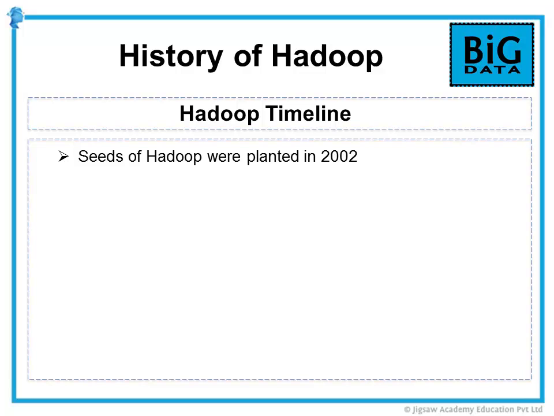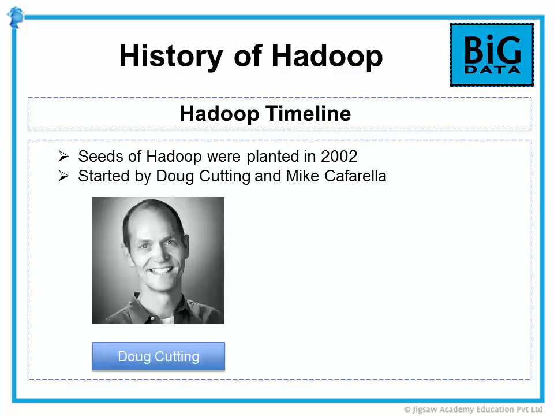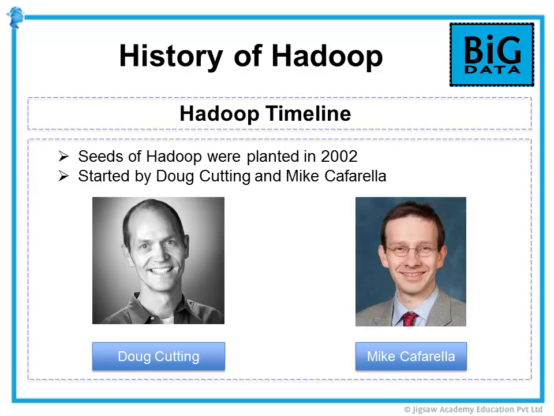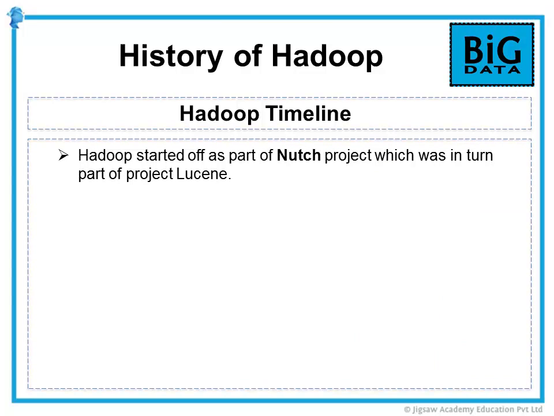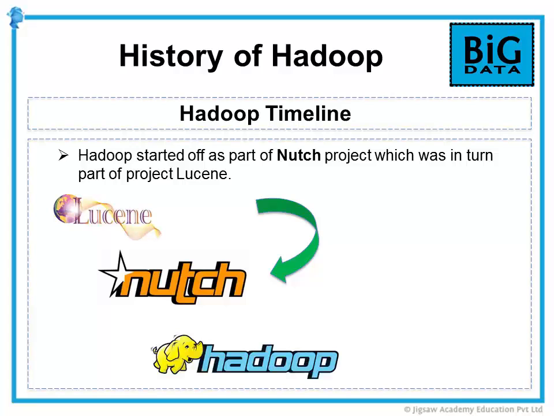The seeds of Hadoop were actually first planted in 2002 with the intention of building a better open source search engine. It was started by Doug Cutting and University of Washington graduate student Mike Cafarella. They called their initiative Nutch, which in turn was a sub-project of Apache Lucene. Doug Cutting founded all three projects: Lucene, Nutch, and Hadoop. And each project was a logical progression of the previous one.